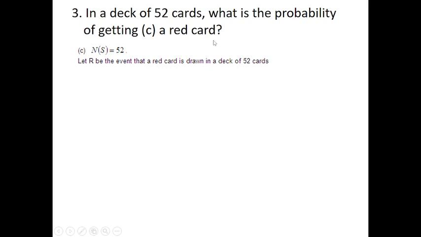Pwedeng red na ace, red na 2, red na 3, red na king. Diba? Basta, ganon. Diba? Marami yon. At pag sinabing red card, diamond and heart lang yon. So, ilan lahat yon? 26. No? The total number of red cards in a deck of 52 cards, 26.